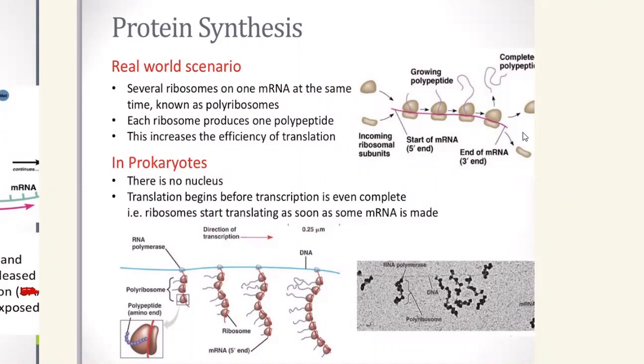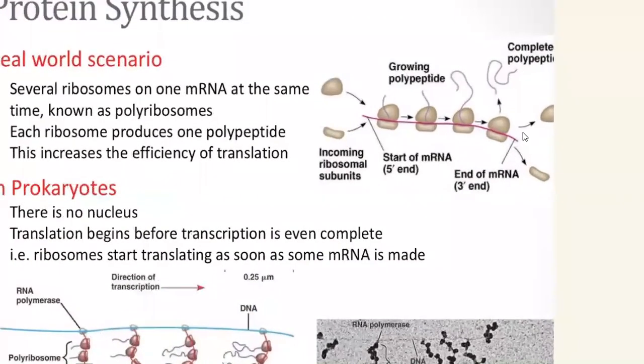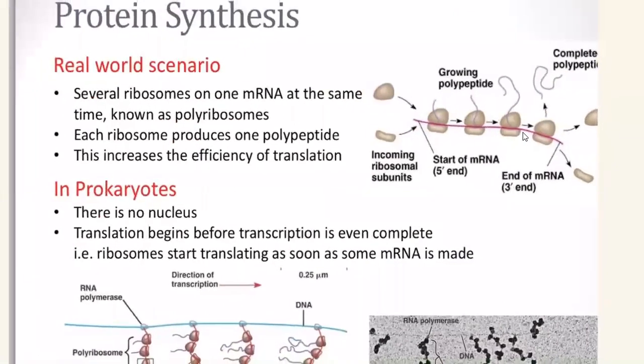So in the real world scenario, we have lots of ribosomes on one mRNA at the same time, known as polyribosomes. Look here. Let's say that this is one mRNA molecule. So you don't have only one ribosome, you have this ribosome, this ribosome, this and this and this. So this means that each ribosome will produce one polypeptide, but different ribosomes will produce different polypeptides. So this will increase the speed and the efficiency of translation. Is that making sense?